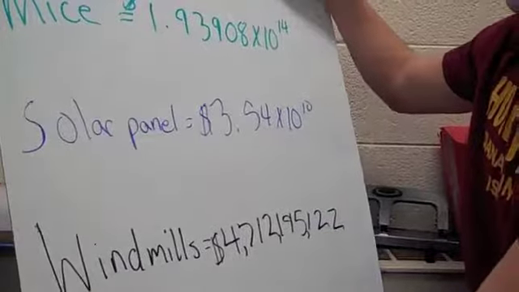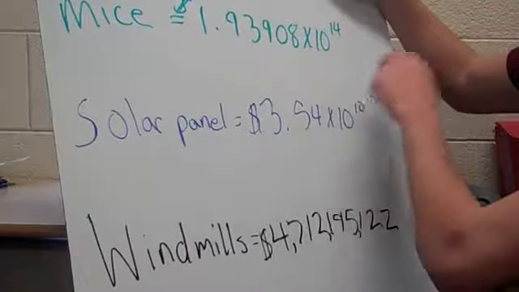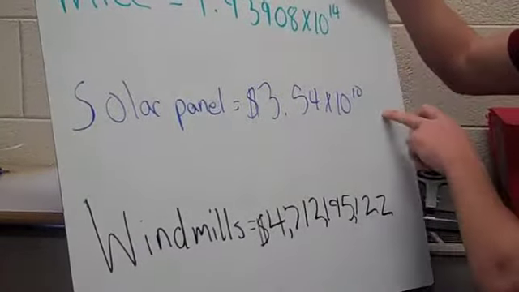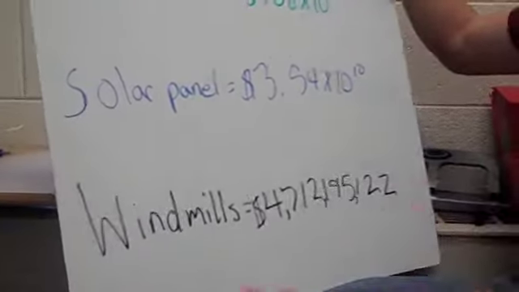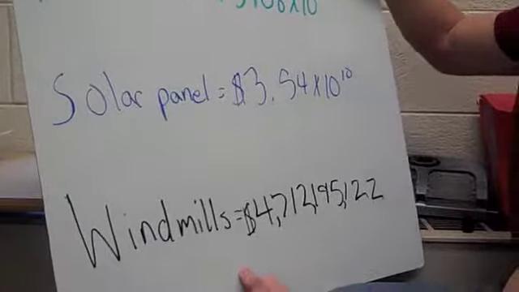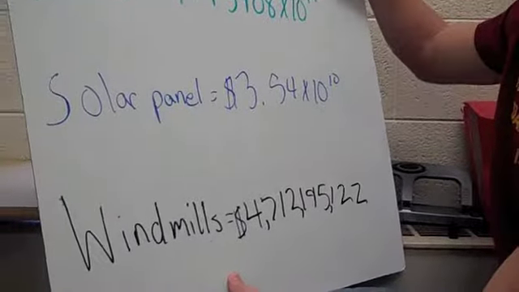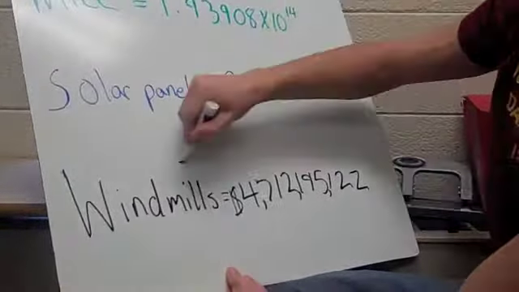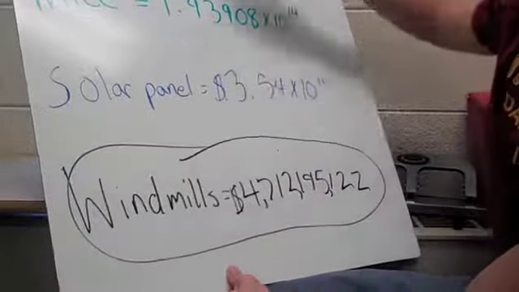Now that we've done all our calculations, we can compare the prices for the mice, the solar panels, and the windmills. As you can see, it's clear that the windmills would be significantly more cost efficient than the mice and the solar panels, and therefore windmills would be the best bet to power Bloomington Normal.